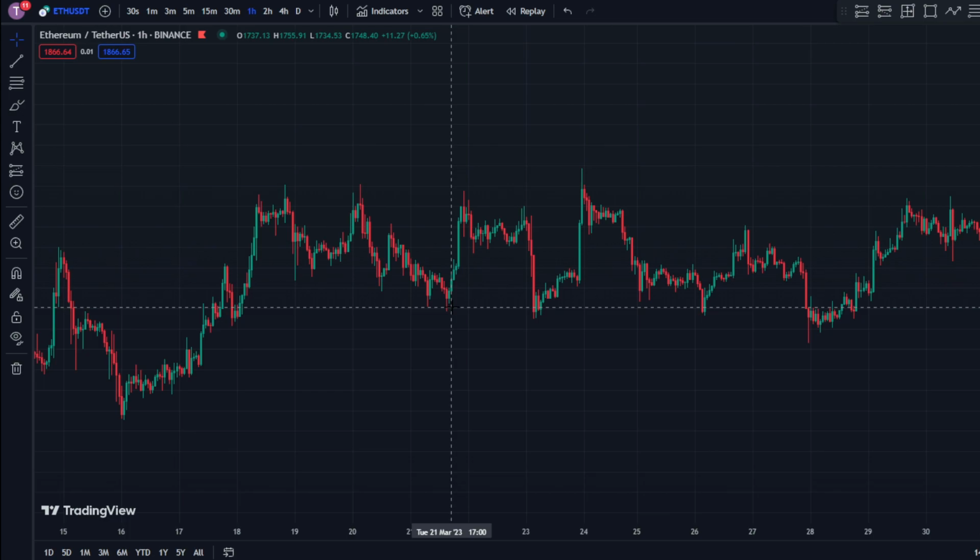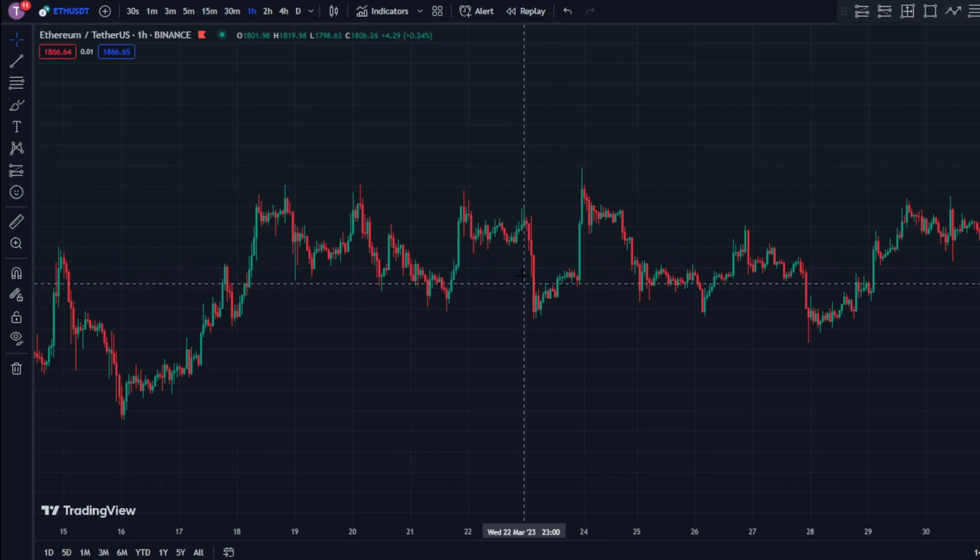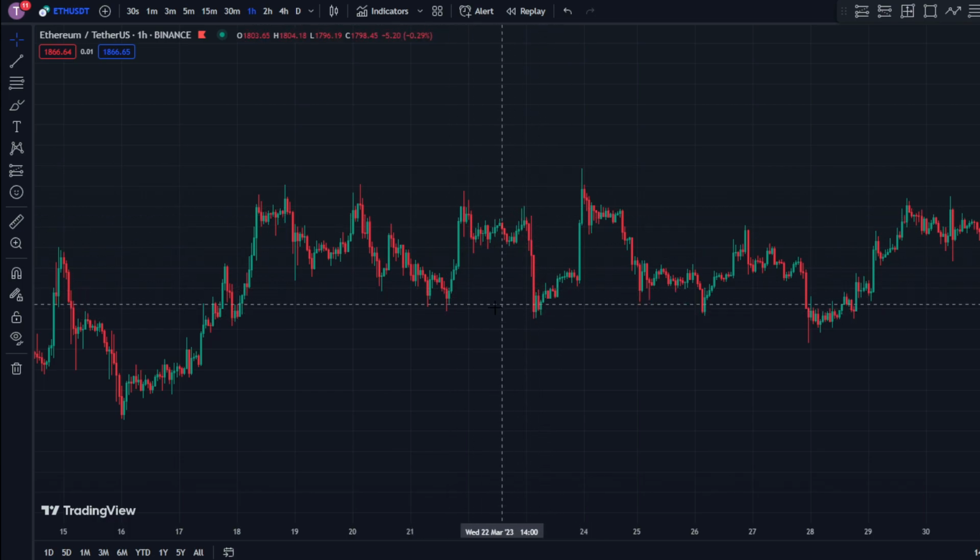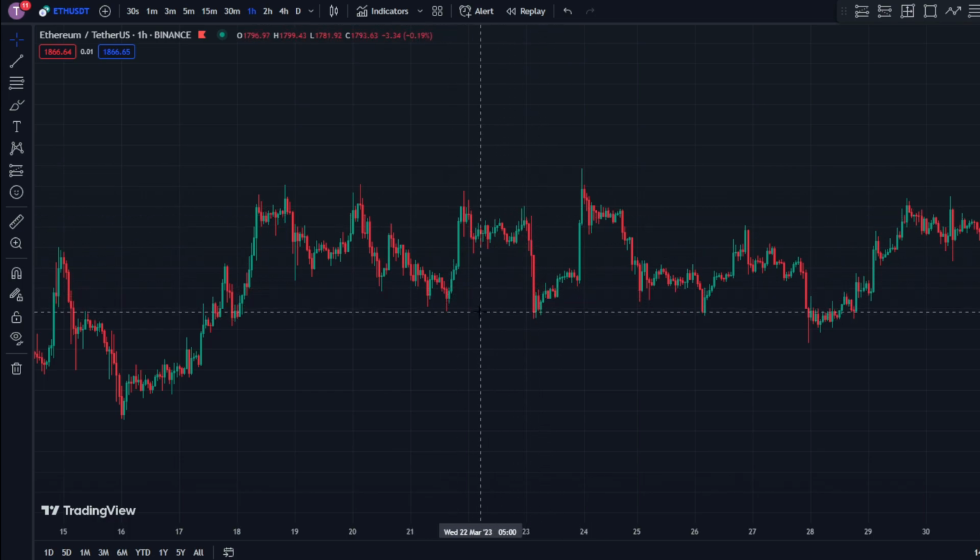Support zones are where there's a lot of demand. It's like a demand and supply concept where there's a lot of demand for the product. In this case, Ethereum. There are a lot of buyers that want to buy it, so likely when you're at a zone of support, you're more likely to buy. So the first rule is to always buy at support.